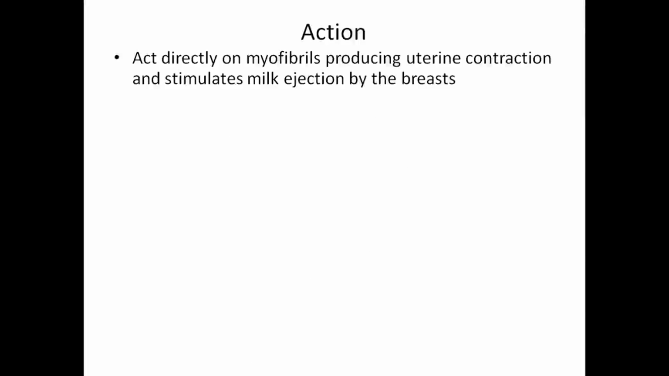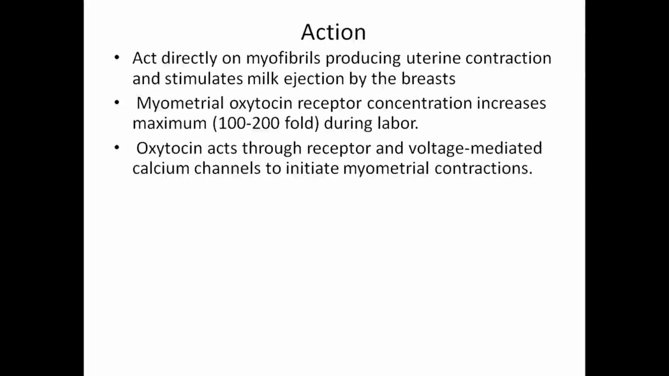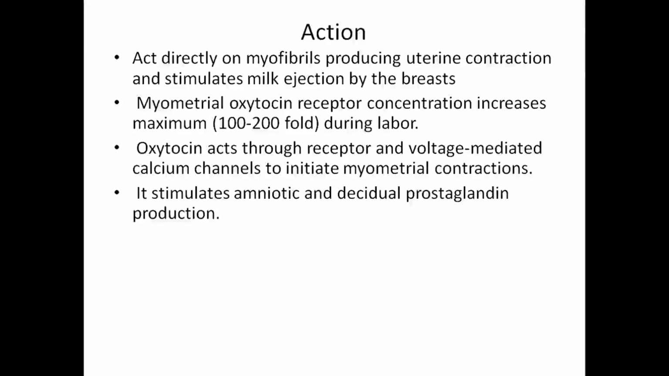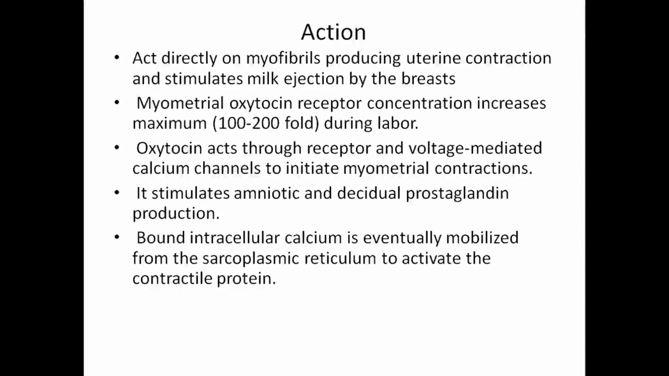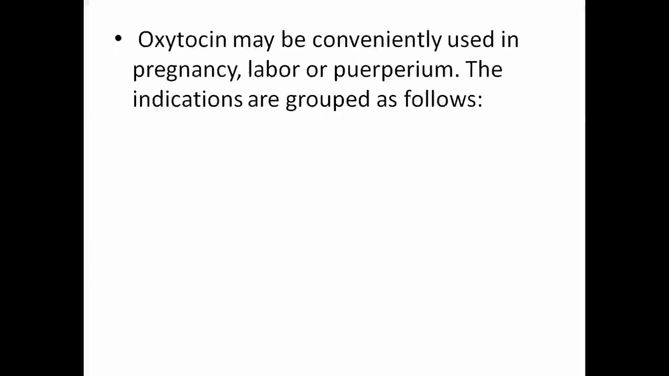Action. It acts directly on the myofibrils producing uterine contraction and stimulates milk ejection by the breast. Myometrial oxytocin receptor concentration increases maximally, 100 to 200-fold, during labor. Oxytocin acts on the receptor and voltage-mediated calcium channels to initiate myometrial contractions. It stimulates amniotic and decidual prostaglandin production. Bound intracellular calcium is eventually mobilized from the sarcoplasmic reticulum to activate contractile protein. The uterine contractions are physiological, causing fundal contraction with relaxation of the cervix.